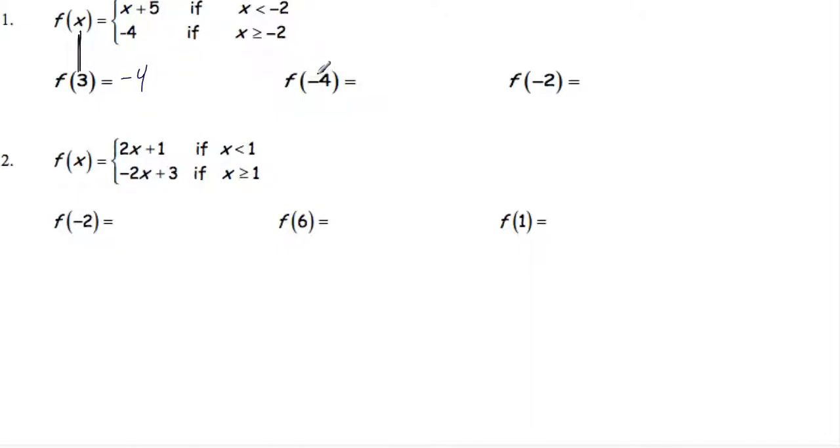If I have x being negative 4, I first ask myself, is that less than negative 2? Or is it greater than or equal to negative 2? Well, negative 4 is less than negative 2, so I plug that into this function. So negative 4 plus 5, that's a positive 1.